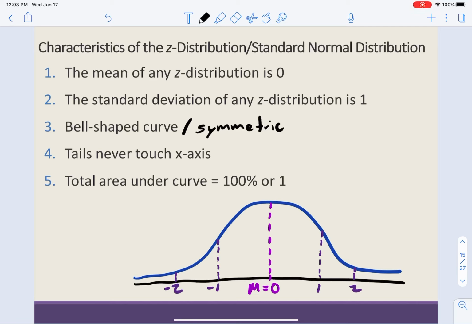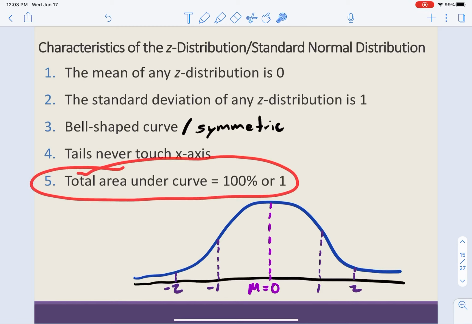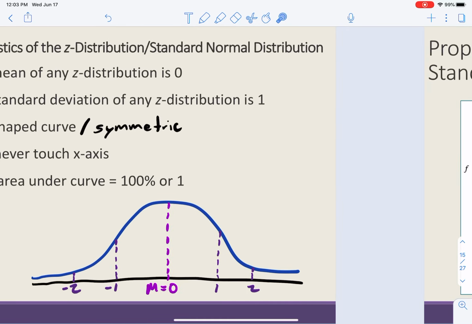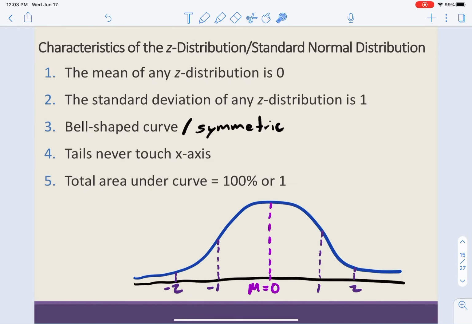Same deal as the normal distribution. The tails never touch the x-axis. That's a detail that is true, but we'll never really have to deal with anything with that. And then the whole area underneath the curve, just like we've seen before, equals 1, or represents 100% of the data. Okay, so we're going to be using this z-distribution all of the time.